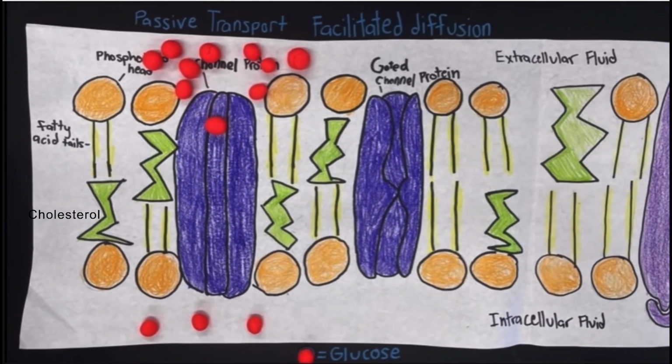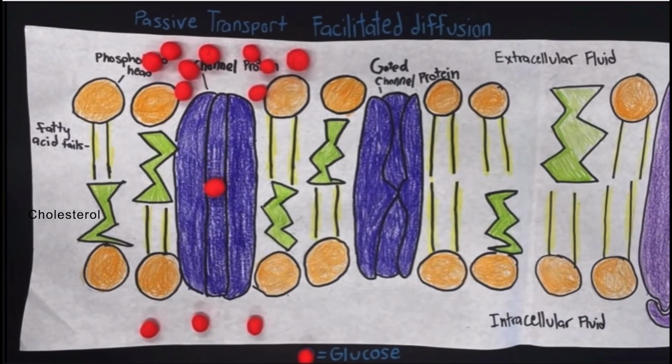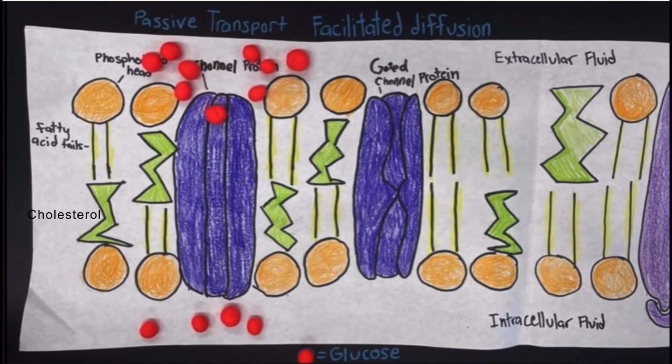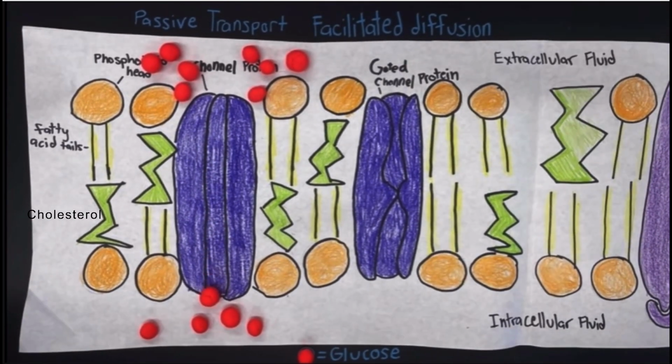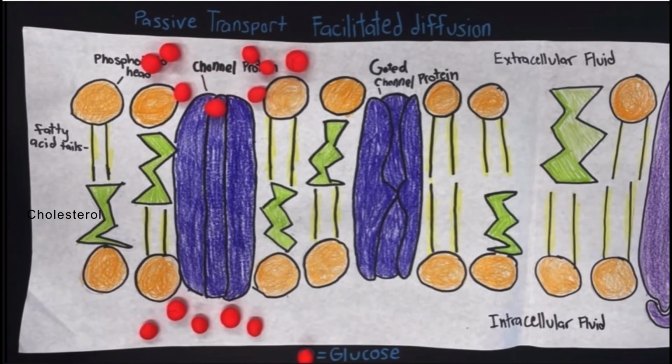Facilitated diffusion is a form of passive transport that moves ions, polar molecules, and large molecules across the plasma membrane with the help of a protein. These molecules move with the concentration gradient and require no ATP. Facilitated diffusion allows molecules like glucose and charged molecules to pass through.